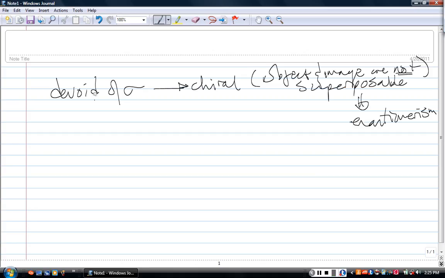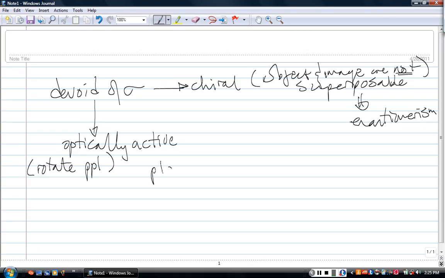The other consequence of being devoid of a mirror plane, and I can draw this arrow either from being devoid of a mirror plane or from chirality, because they go hand in hand, is that the species is optically active, right? Or more correctly, a sample of it is optically active. Okay? And when we say something's optically active, what we mean is that it will rotate plane polarized light. So PPL means plane polarized light.